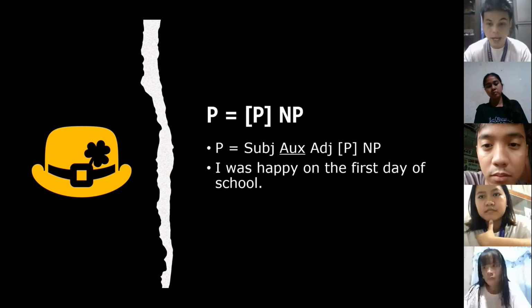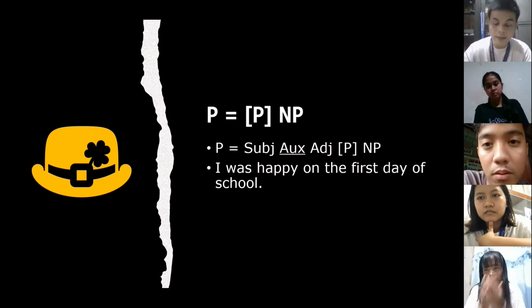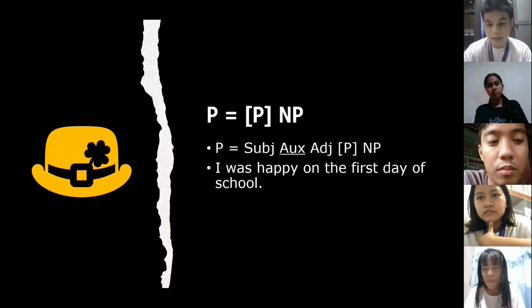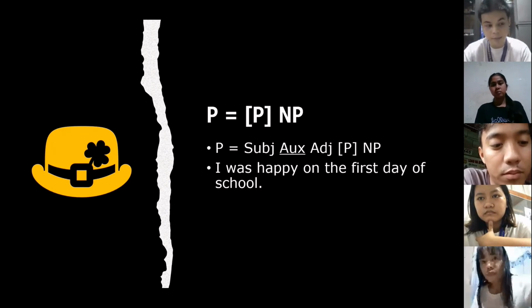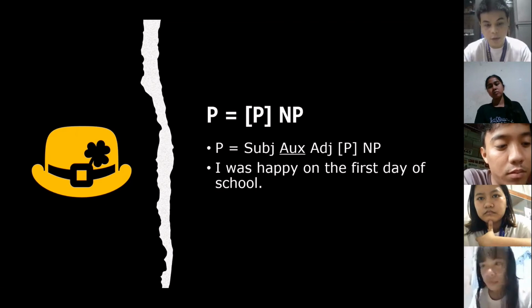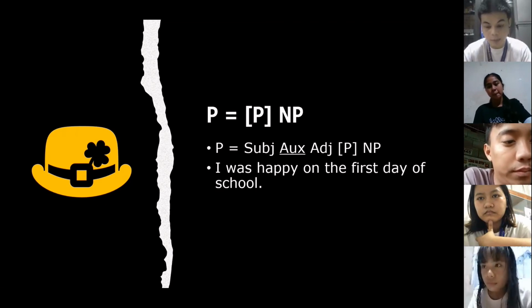Next, still quite the same, but slightly different. The sentence here is, I was happy on the first day of school. I is your subject, technically. Was is your auxiliary verb. Happy is your adjective. What's your preposition in this sentence? That would be on, since we are talking about a specific date. And then comes your noun phrase, the first day of school. Another proved sentence for our formula or for our pattern in prepositions.